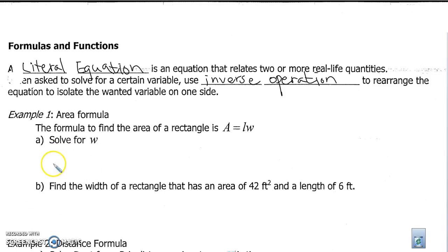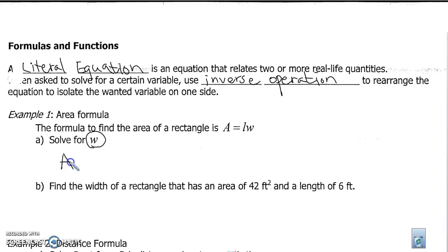Example 1. Area formula. The formula to find the area of a rectangle is A equals LW. Area is length times width. We're going to solve for W. In order to solve for W, you need to isolate the W and move everything away from W. By doing that, you need to do inverse operations.